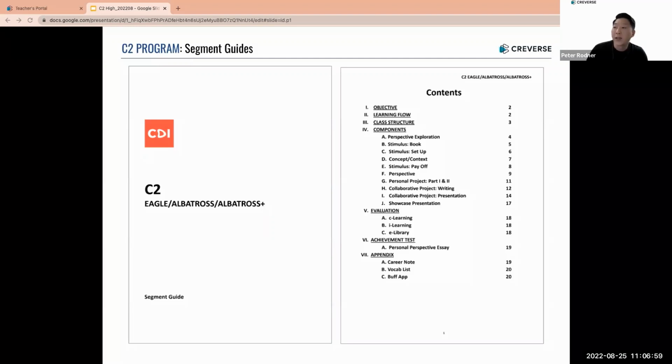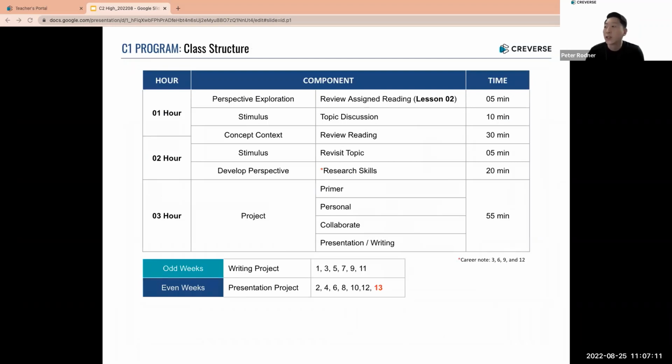Okay. With that, this is some of the things that I'll be going over. However, I will be doing some modifications and changes and giving you some simple tips and tricks. So for example, one area is the class structure. This isn't the exact class structure that is posted on the segment guide. This is pretty much the overall general idea that I'm doing in my classroom when I'm teaching the class. In the first hour, you're going to be looking to begin the perspective exploration, stimulus, concept context.